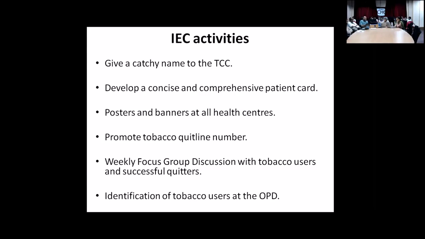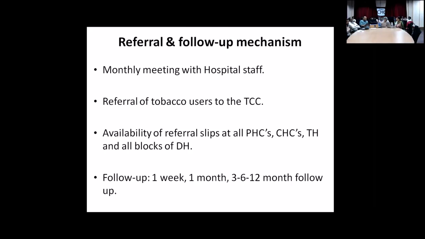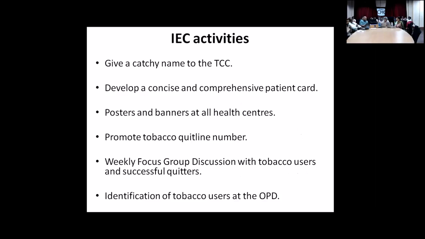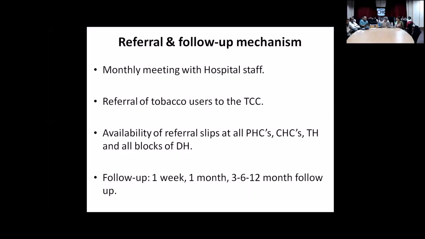And another concept that we need to introduce in IEC is to identify tobacco users right at the OPD level. Since we do not have any OPD sheets in our state that can capture the history of tobacco use, we need to establish a newer mechanism to identify such tobacco users right at the OPD level. So these are the few IEC activities that we are doing as part of these tobacco cessation centers. Then coming to the referral and follow-up mechanism.